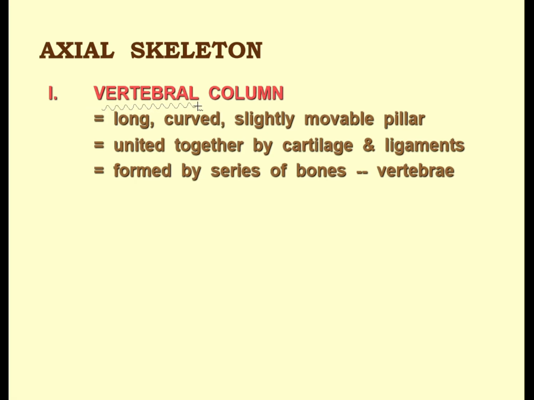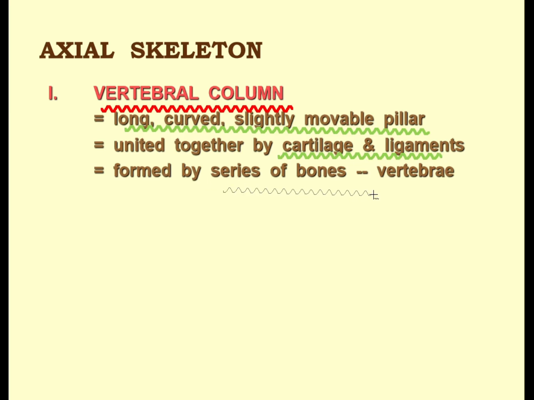So first is the vertebral column. Okay, if I talk about the vertebral column, it is a long, curved and slightly movable pillar, right, and it is united together by cartilage and ligament. It is formed by a series of bones known as vertebrae.